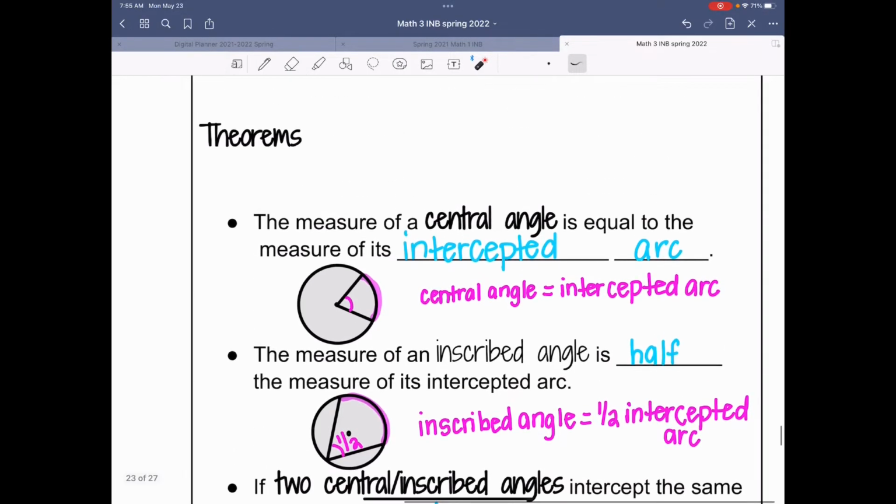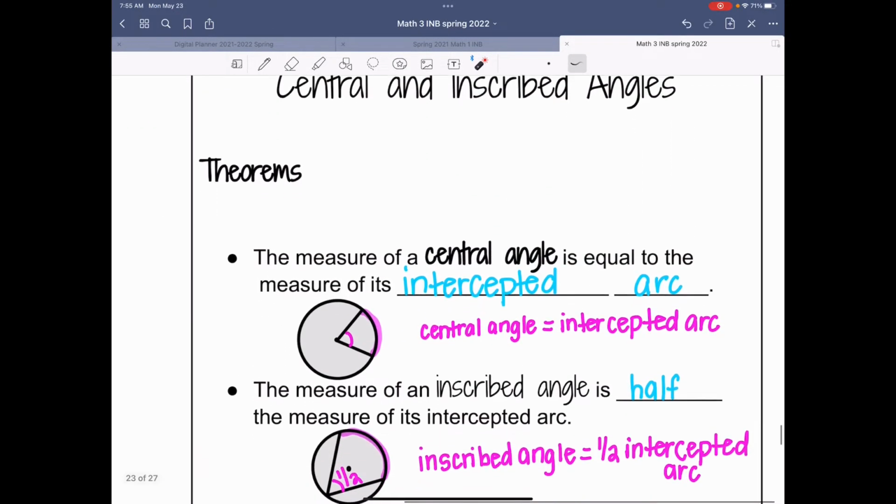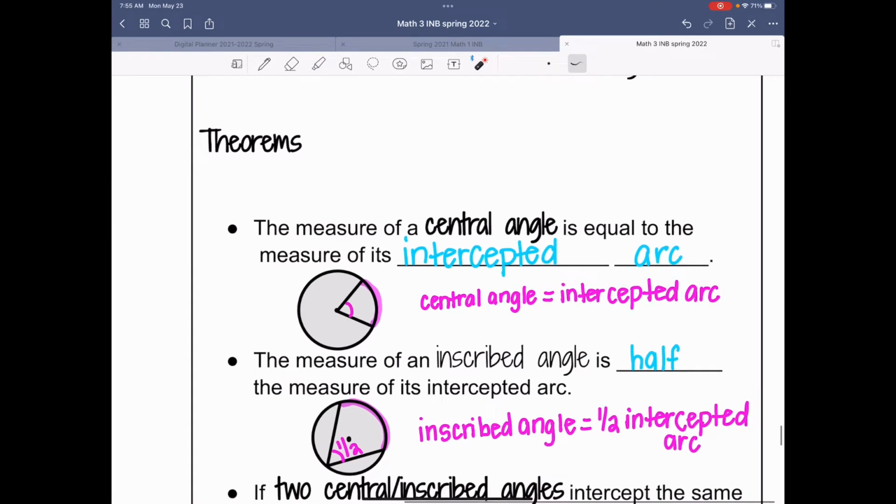Alright, so today we're going to be talking about central and inscribed angles, and there's a few theorems that basically tell you the relationship between central and inscribed angles and their arcs. The first one says that the measure of a central angle is equal to the measure of its intercepted arc. Now, what that means is if I have a central angle, so this angle that's made by the center, then the angle and the arc are the same measure.